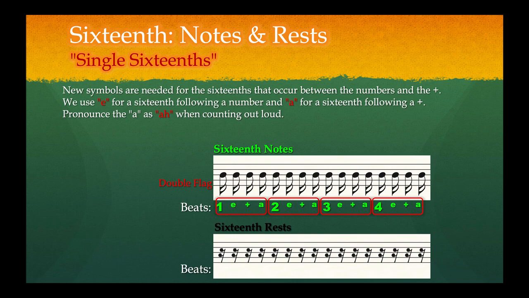16th rests work exactly the same way in counting and symbols as the 16th notes. The only difference between 16th notes and 16th rests is that the 16th notes make sound and the 16th rests are silent. 1 E and a, 2 E and a, 3 E and a, 4 E and a. 16th notes and 16th rests get 1/4 of a beat each.